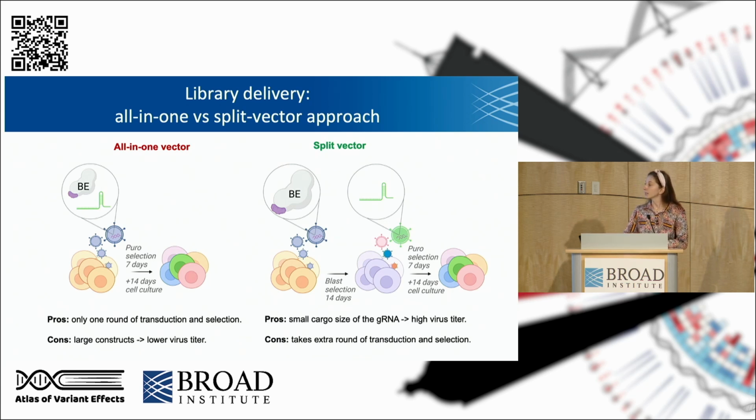The positive thing about the all-in-one vector approach is that it requires only one round of transduction and selection. However, the downside here is that large constructs tend to have a lower virus titer. The split vector approach would require two rounds of transduction and selection. However, due to the smaller size of the guide RNA library constructs, the titer of the virus would be higher. So it would be easier to achieve a good representation of the library at the transduction stage.